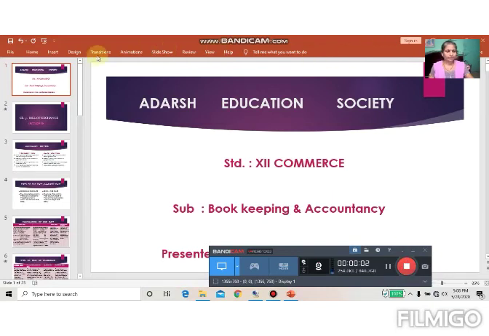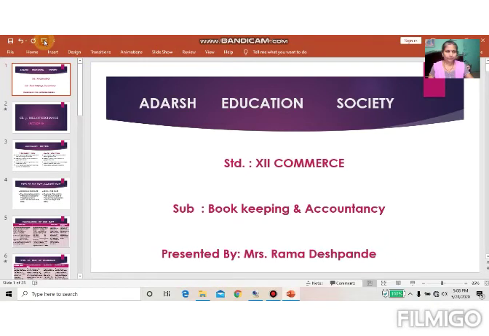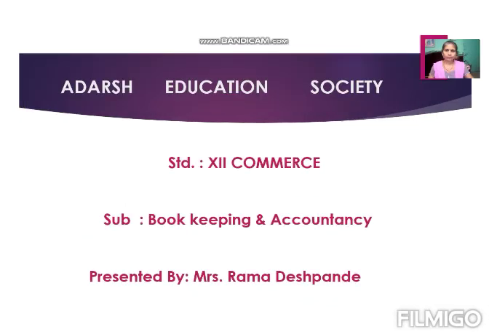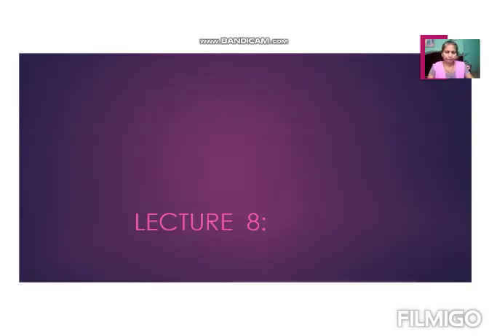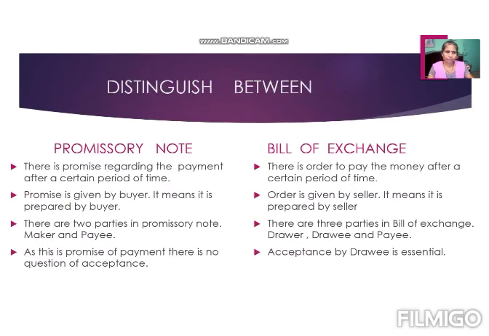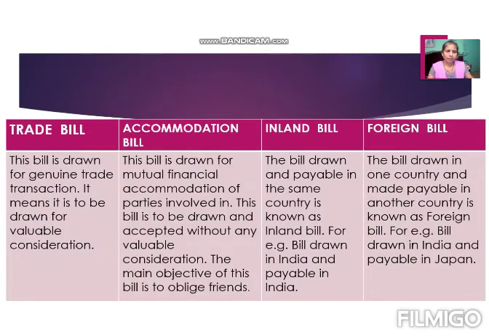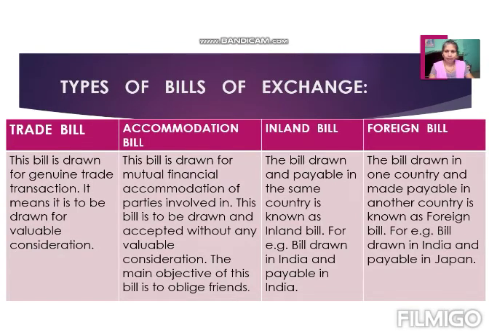Hello students, in the last video we discussed various due dates and their calculation. Now we are going to see what the different types of bills of exchange are. There are mainly four types of bills of exchange: trade bill, accommodation bill, inland bill and foreign bill.